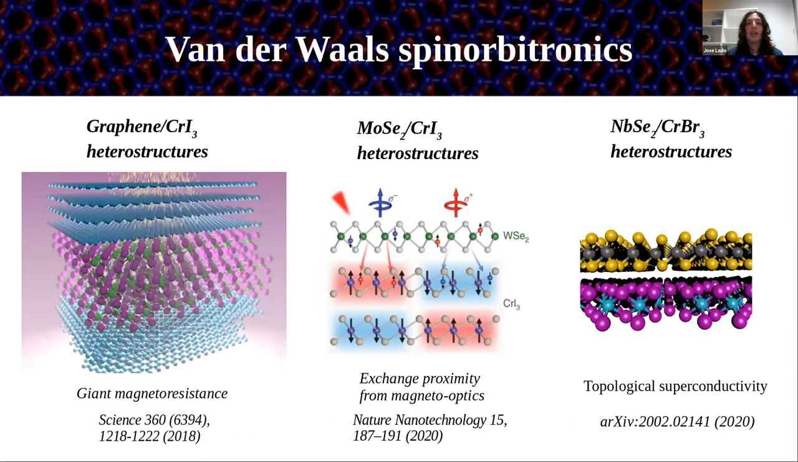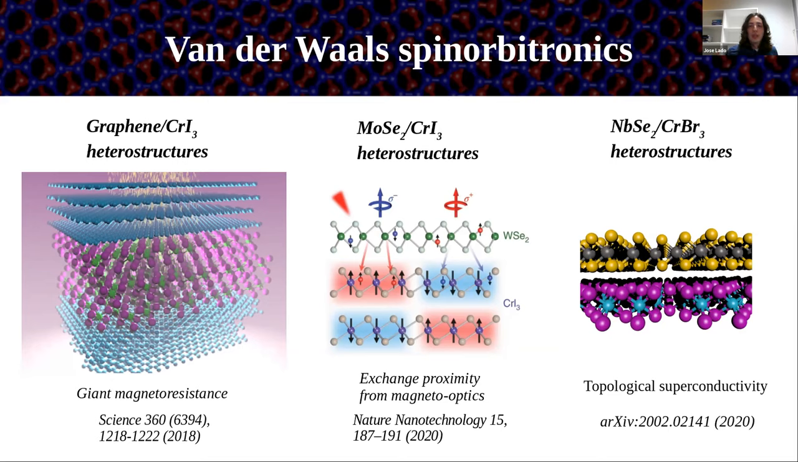quite some time, which is the idea of van der Waals spin orbitronics, which is the idea of combining conventional 2D materials with 2D magnetic material that had been discovered just 4 or 5 years ago. And there are already, let's say, many experiments that demonstrate that combining these magnetic 2D materials with other 2D materials can actually give rise to very rich phenomenologies. So for instance, it has been shown that in van der Waals magnetic heterostructures, one can have giant magnetic resistance, that we can have a magnetic proximity effect that can be probed optically, and even recently that by combining superconductors with ferromagnets, we can get topological superconductivity.